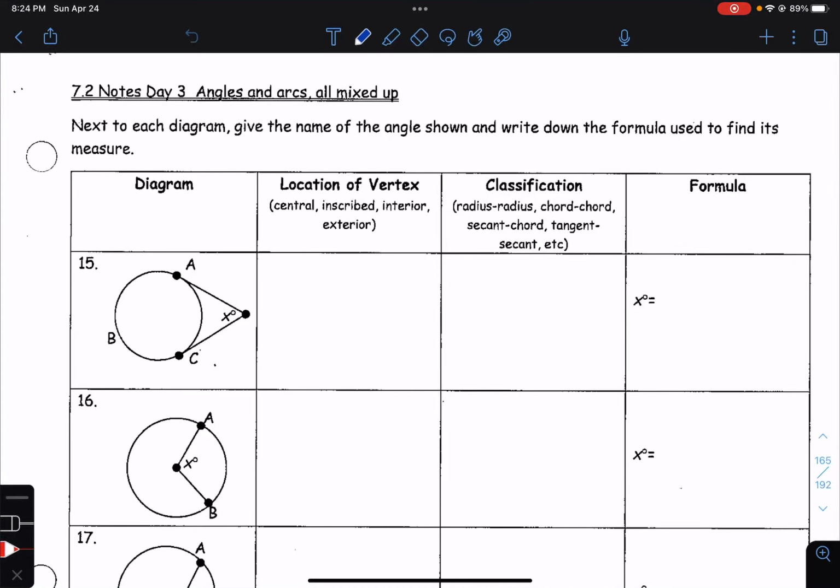Hello, Math 2 students. Today I'm going to go through the notes for 7.2 Day 3. It's angles and arcs all mixed up.